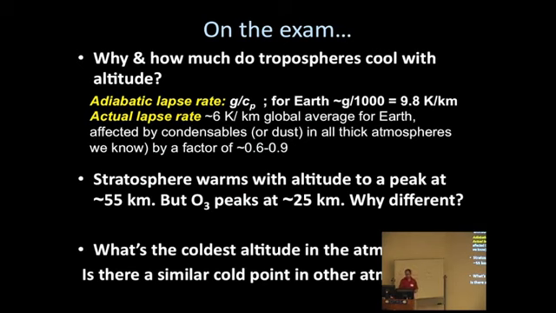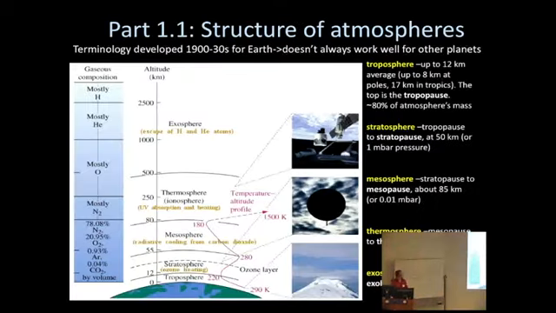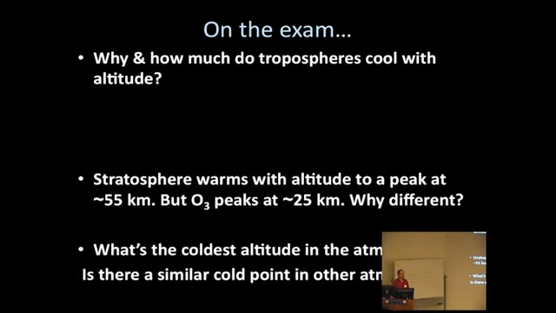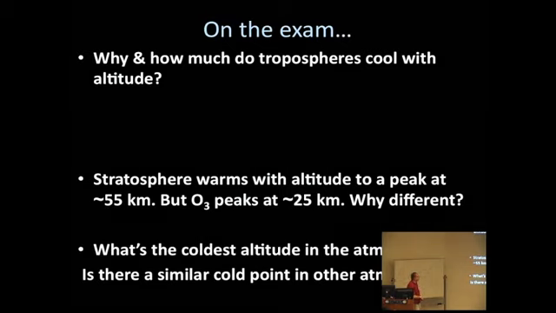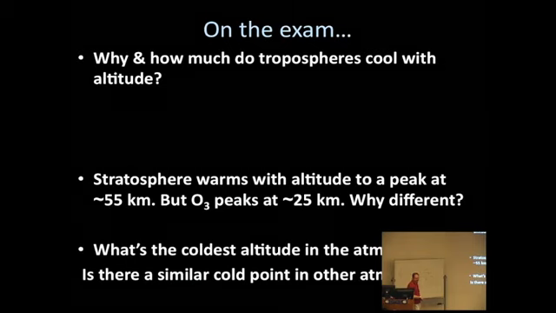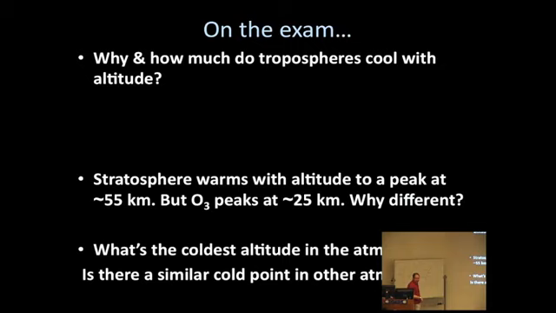The stratosphere warms with altitude like this, and it peaks at about 50 kilometers. Ozone itself peaks about 25 kilometers. Why are they different? Why is the peak heating not at the peak ozone? You think of what are you integrating to get heating? You're integrating the abundance of ozone, but what else is there?